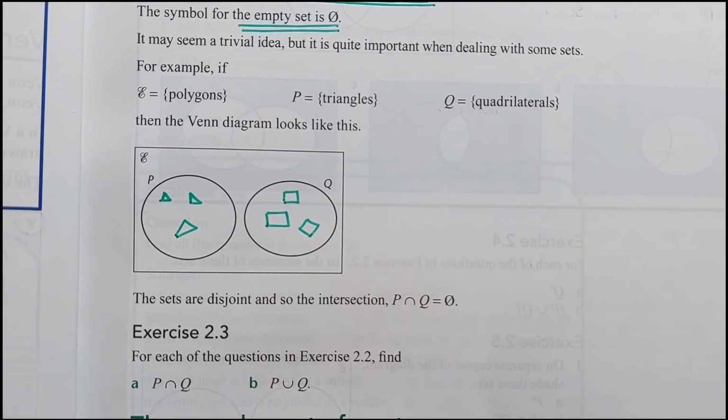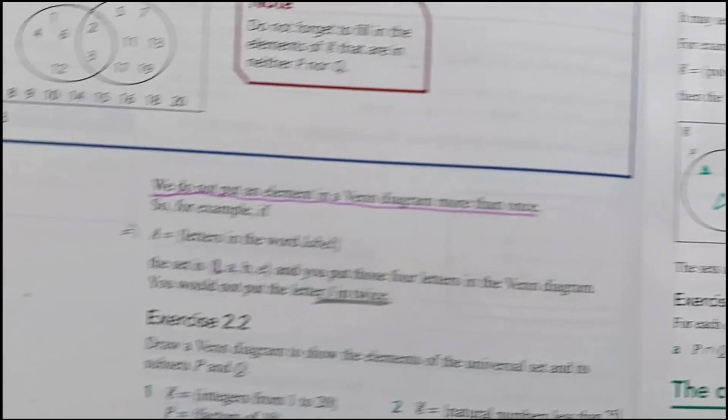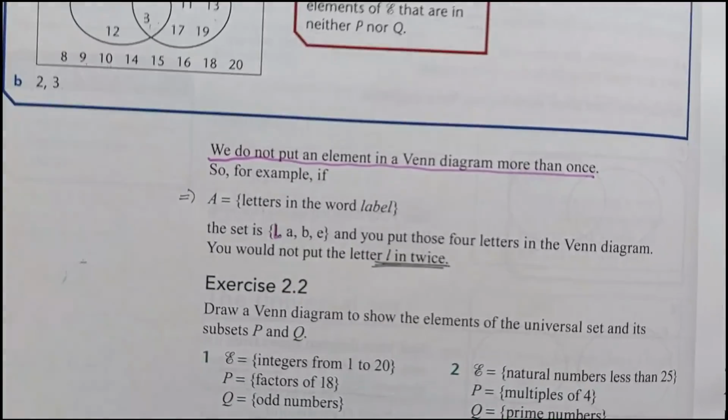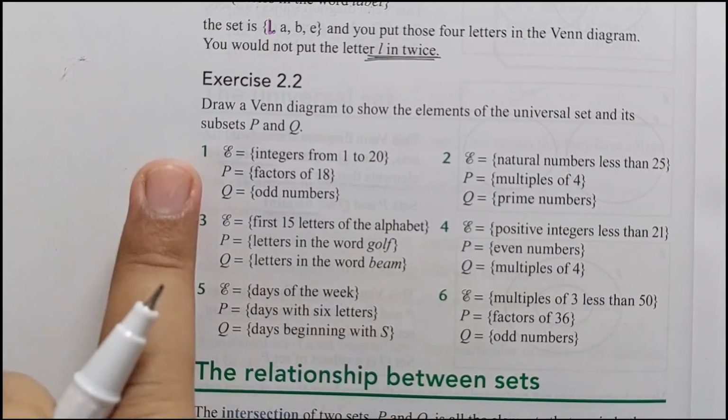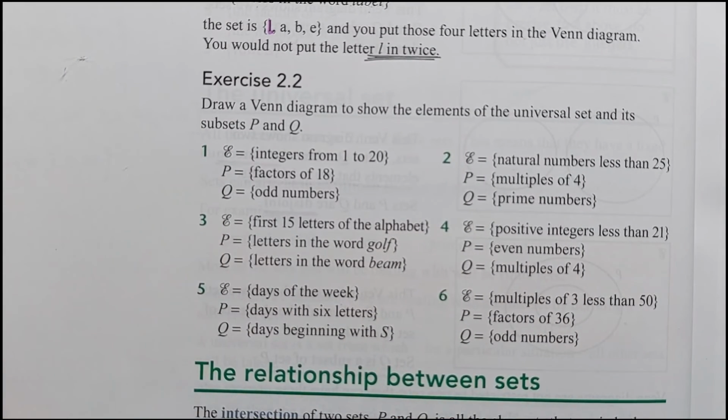Let me show you where exercise 2.2 is. So here is exercise 2.2, students. Please take a screenshot of questions number 1 to 6 and practice these questions. Find the union of the two sets and the intersection of the two sets. If you get stuck at any question, you can ask me in the comment section.